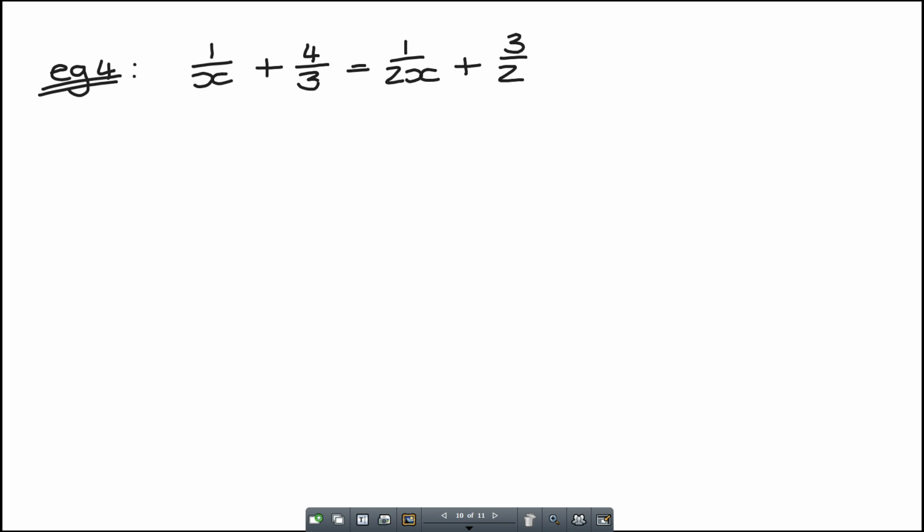This one, I'm going to let you guys try on your own. Let's just decide on what the lowest common denominator would be. I've got x. Yes, it's going to be 6x. Will you guys try on your own?